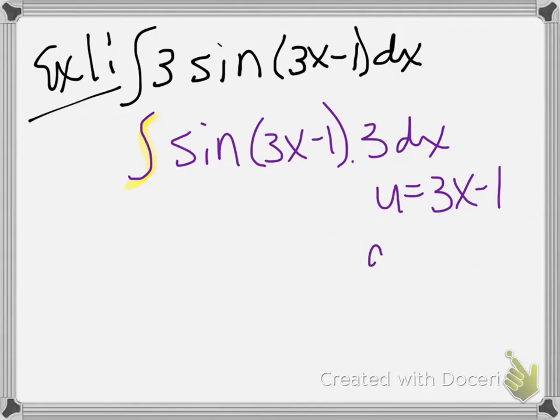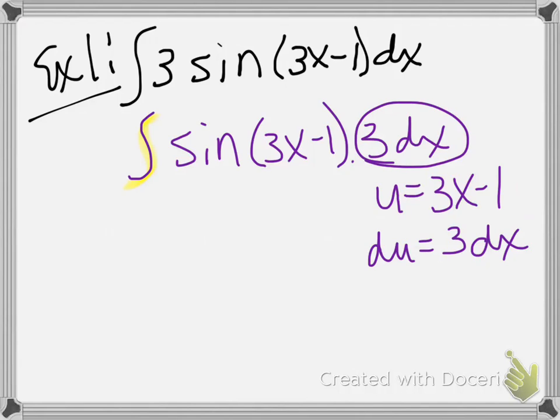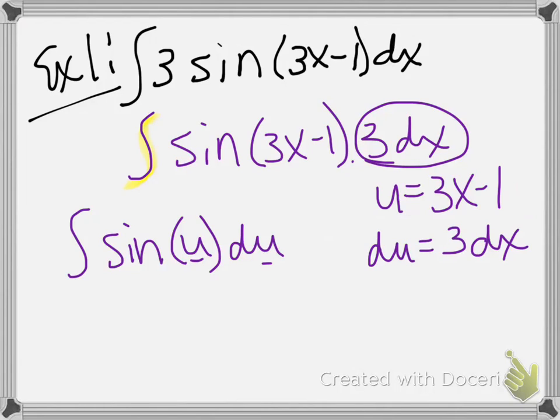If u is 3x minus 1, then the derivative of 3x minus 1 is 3 dx. And you can see that that's right there. Now, the way this would work for actually plugging in the u is you would directly substitute. So 3x minus 1 would be changed to u, and 3 dx would be changed to du. So now I have the u and the du as the same variable. And so if I look at this to integrate it, I see I have sine u du.